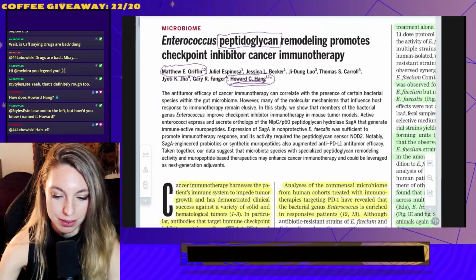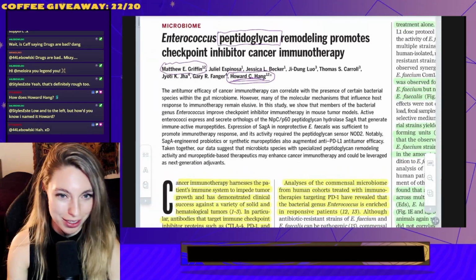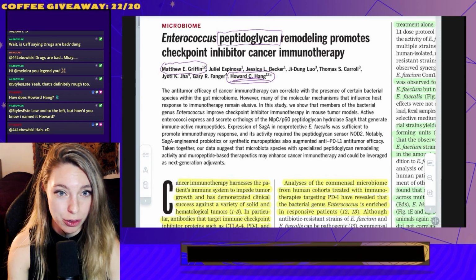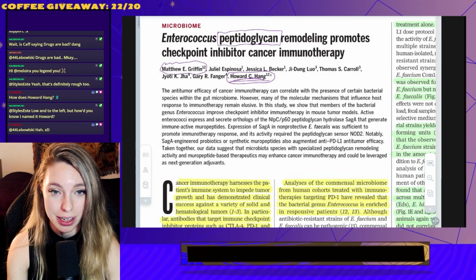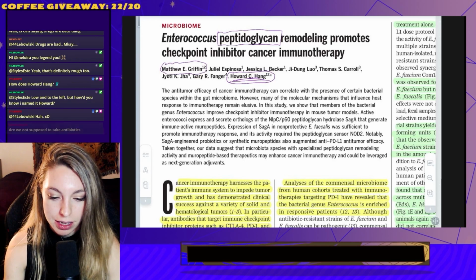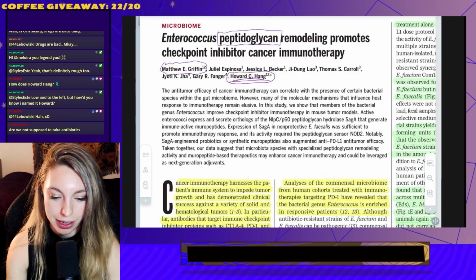Okay. Basically, let's go back to the title, sorry. So there's this bacteria, Enterococcus, it lives in your gut normally. It's usually a good bacteria unless it gets out of your gut and into your blood or something. Now the title: Enterococcus peptidoglycan remodeling promotes checkpoint inhibitor cancer immunotherapy.